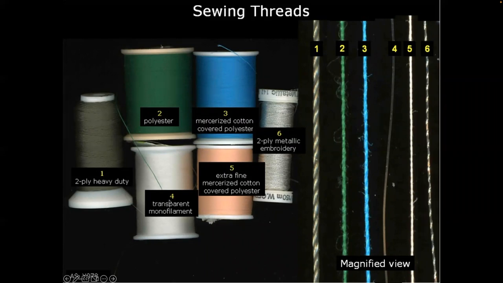Number four is a monofilament transparent yarn. They use these to make like jewelry sometimes. So you may be familiar with this kind of yarn. This is another extra fine mercerized cotton covered polyester, number five. And then number six is a metallic embroidery yarn. So again, no protruding ends.